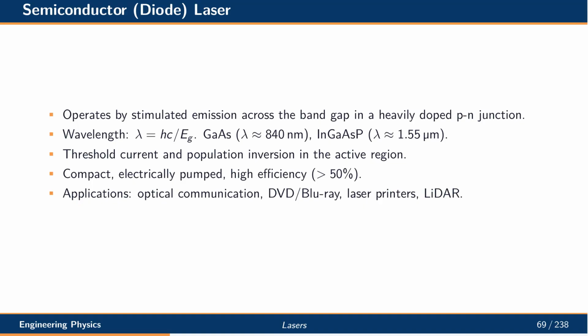A semiconductor or diode laser operates by stimulated emission across the band gap of a heavily doped p-n junction. The emission wavelength is set by the band gap energy. Gallium arsenide emits near 840 nanometers, while indium gallium arsenide phosphide emits at 1.55 micrometers for telecom. A threshold current must be exceeded to establish population inversion in the active region. Semiconductor lasers are compact, electrically pumped, and highly efficient, often more than 50%. They power optical communication, optical discs.